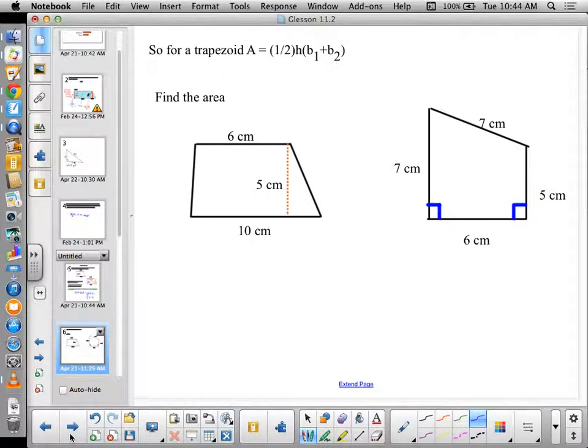In fact, I've got a couple examples here. One of them, the bases are not the top and bottom. And the height is not always one of the sides. In fact, oftentimes it's not. Just like a parallelogram, it's often inside. So here, find the area of the trapezoid. Well, it's pretty easy. Take the height divided by 2 times base 1 plus base 2.